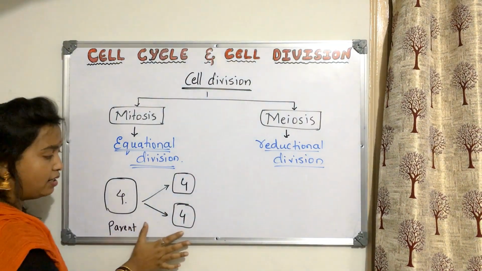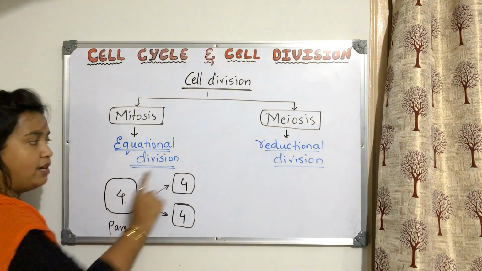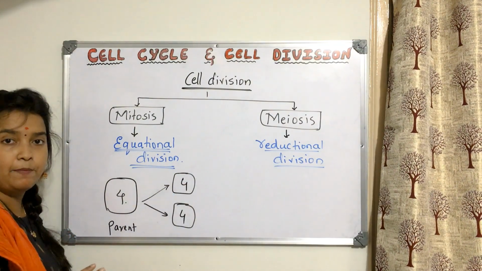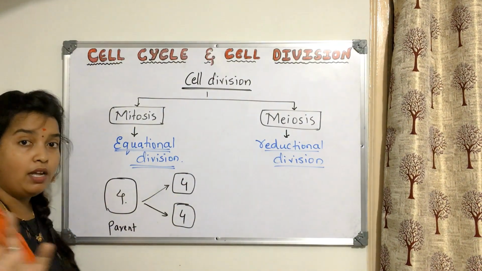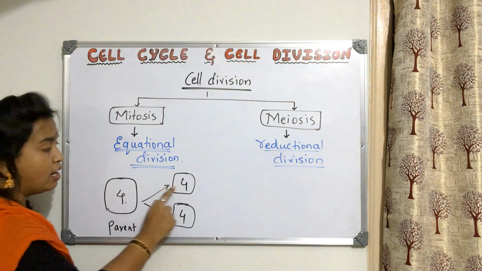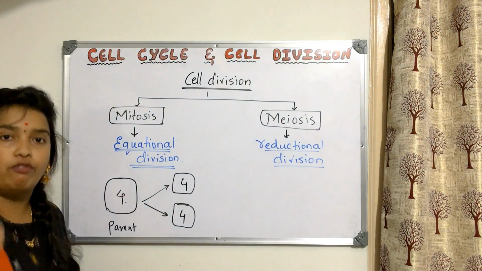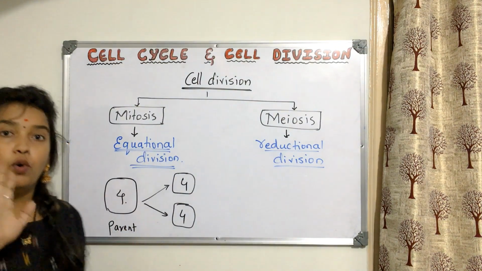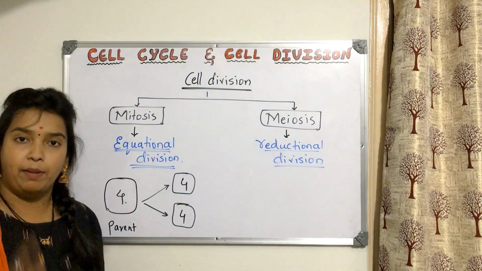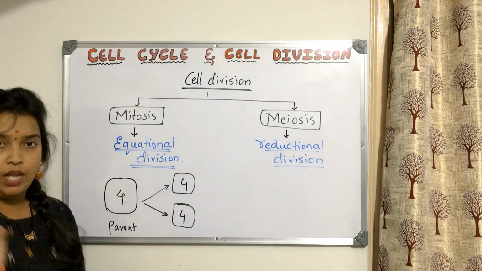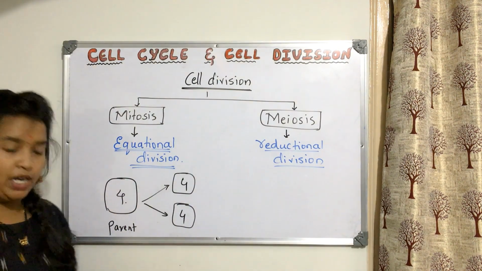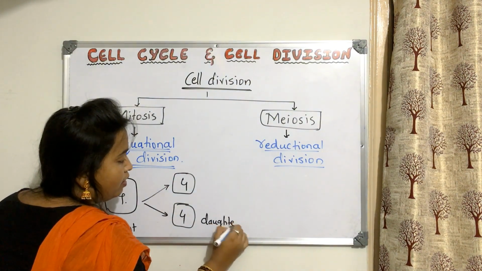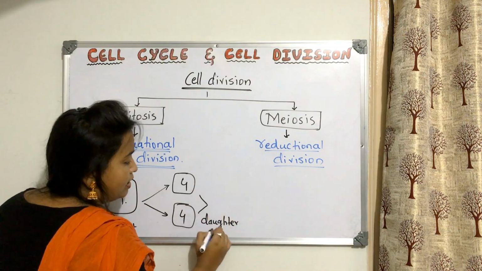But here, if you consider this one, mitosis is called equational division. Why? Because one cell divides and forms 2 cells. And what is the number of chromosomes here? If it is 4 chromosomes here, daughter cells will also have 4 chromosomes. That is why equational division. No partiality. Both will have the same number, like the parent cell. Now once the parent cell divides, it will form these 2, which are called daughter cells.